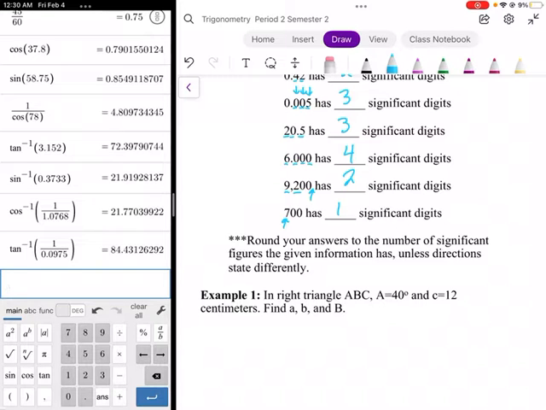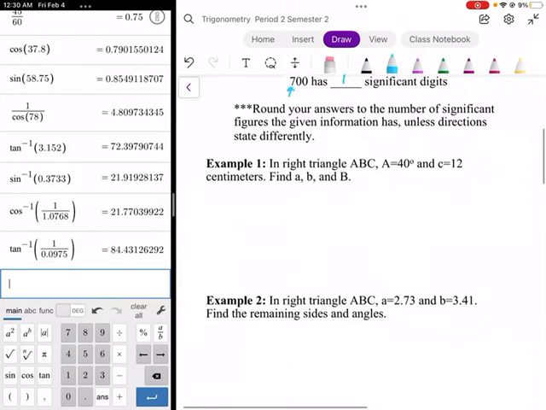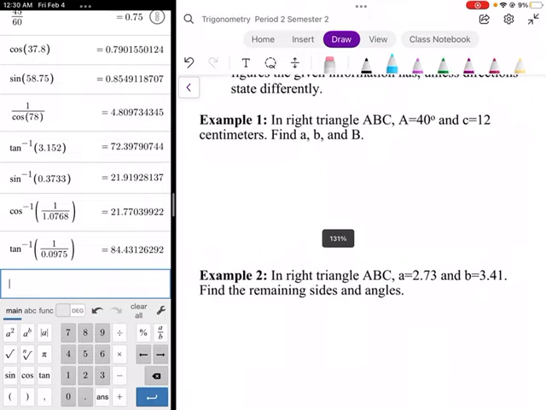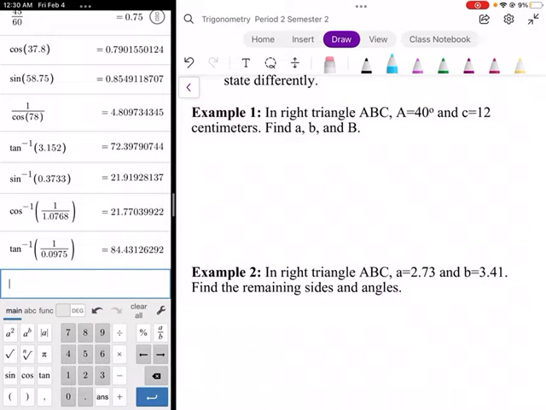You're going to round your answers to the number of significant figures that the given information has. So usually if it doesn't tell you where to round, you'll round to the same place that the information that was given to you. So if they have 1 decimal point, you would round your answers to 1 decimal point. Make sure you read the directions though, because sometimes they might specify where they would like you to round.